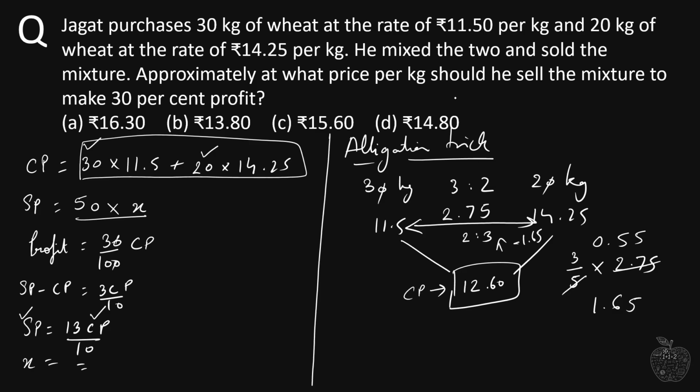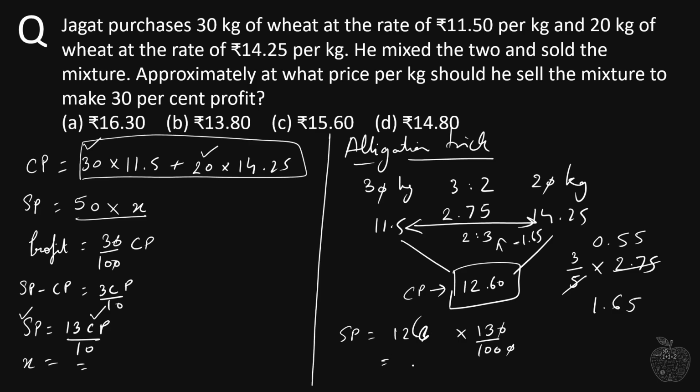Okay, now what we are asked here is approximately at what price per kg should he sell the mixture to make 30% profit. Now he needs 30% profit on this value, 12.60. Now this 12.60 is the entirety of 100% and he needs 30% profit on this value. So we multiply it by 130 by 100. Now we get rid of this 1 decimal and add another 0. 0 cancelled. So we get 126.